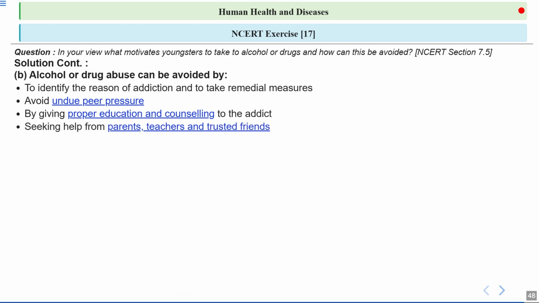Seeking help from parents, teachers, and trusted friends can also help avoid alcohol and drug abuse. Again, seeking professional and medical help will also help to prevent alcohol and drug abuse.